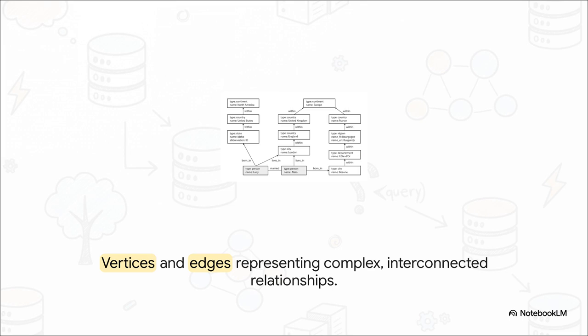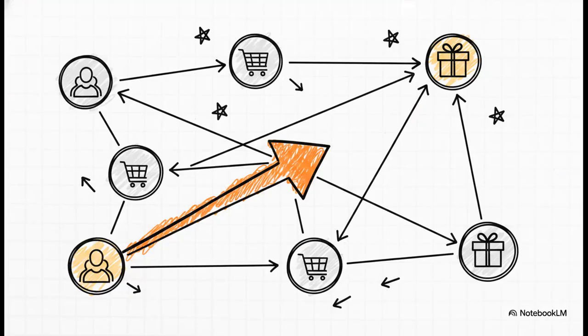You have vertices and edges representing complex interconnected relationships. Vertices are things like users or products, and edges are the relationships, like knows or purchased. There's no rigid schema. It naturally maps out a web of social connections exactly as they exist in the real world. And to navigate this web, we use graph query languages.